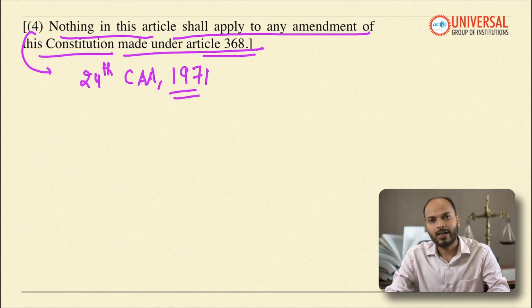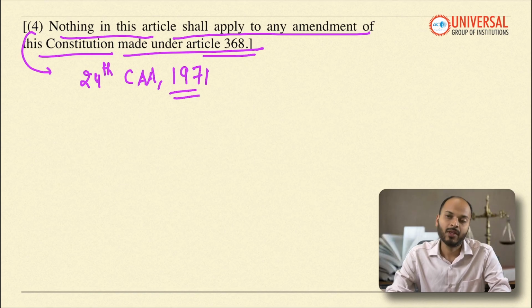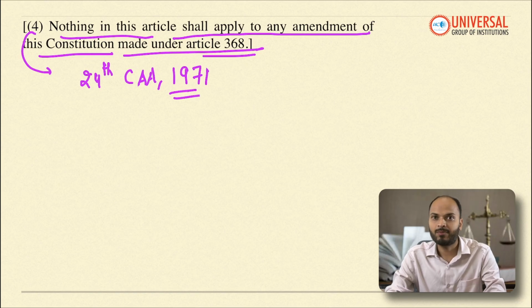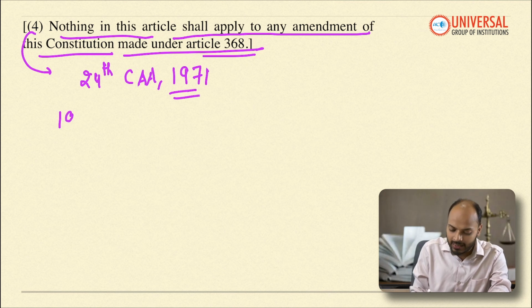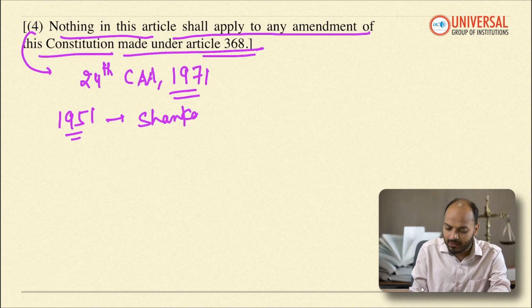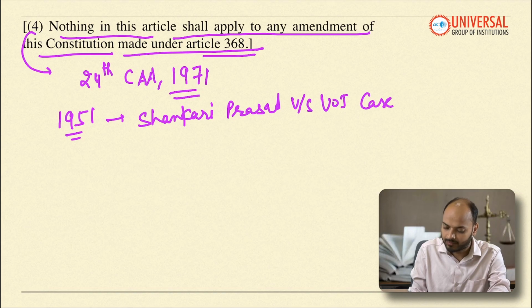Right? Now let us try to understand under what circumstances Article 13 subclause 4 was added. So this debate was very old, right? Whether under the definition of law in Article 13 subclause 3, Constitutional Amendment Act also comes or not, right? This issue was first dealt by Supreme Court in the year 1951 in a very famous case named Shankari Prasad versus Union of India case. Right?